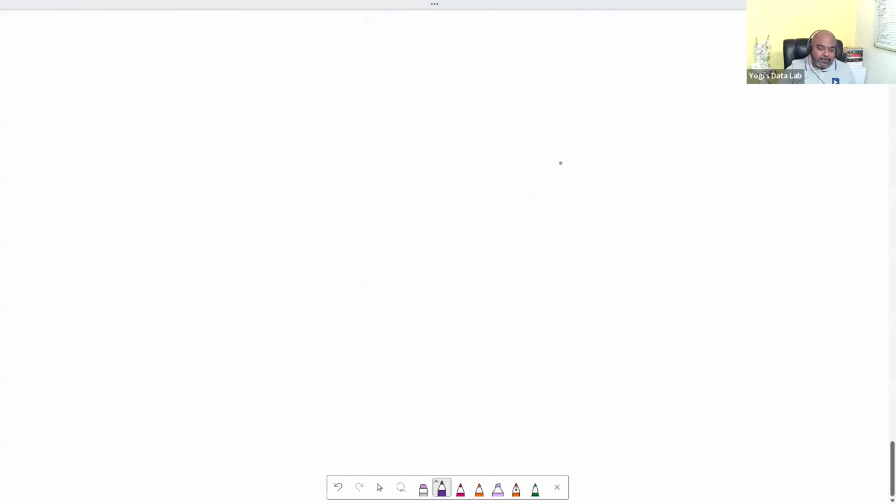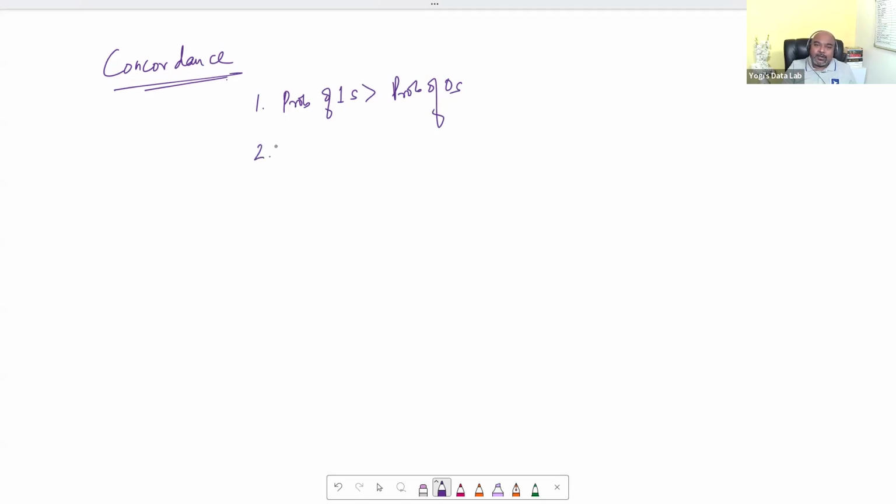Now the last topic that we are going to talk about is concordance. I don't see people using it much these days, but it used to be a good metric. Concordance believes in two things. Number one, the probability of ones should be greater than the probability of zeros. This is the basic thing it believes in. The second thing is that it does not believe in cutoffs or thresholds.